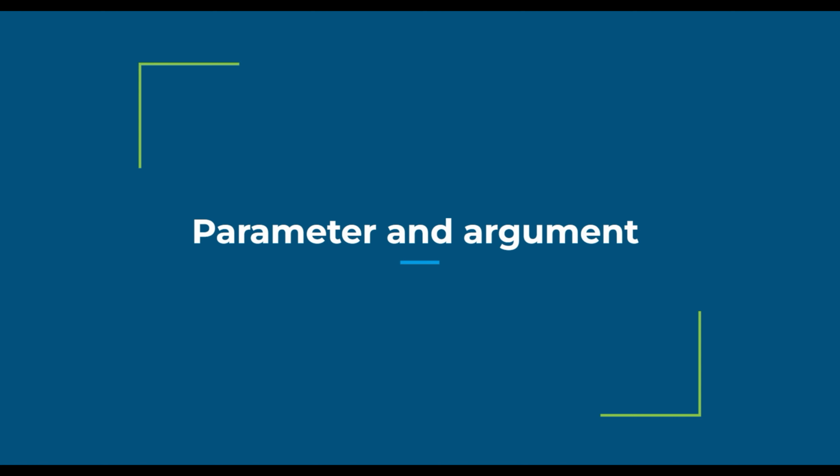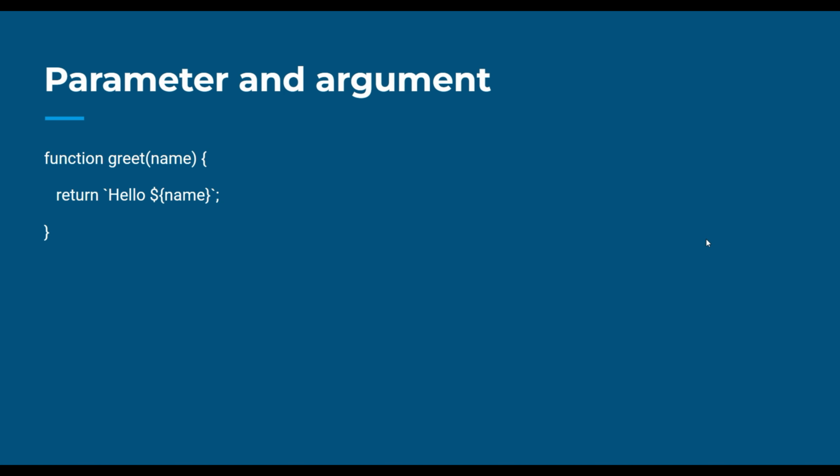So today, we will learn about function parameter and argument. Think of parameter as placeholder in a function definition and argument as the actual value you pass into the function when calling it. Let's dive into an example.